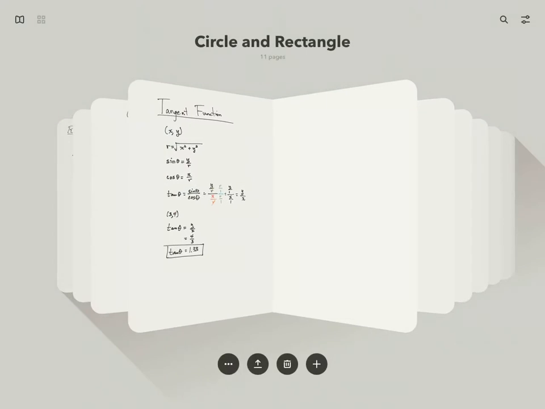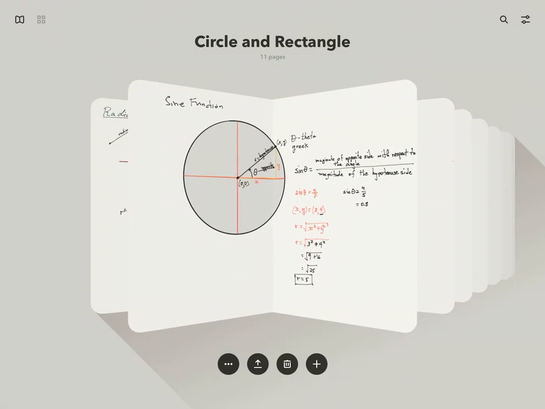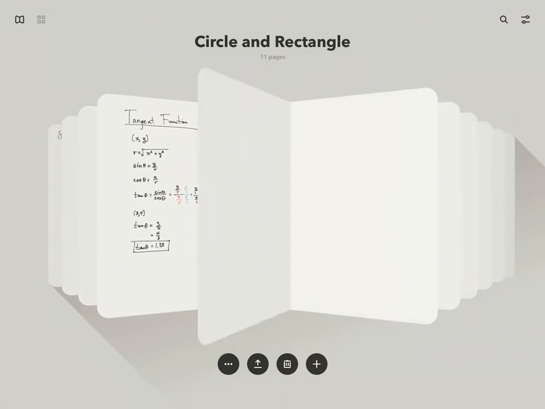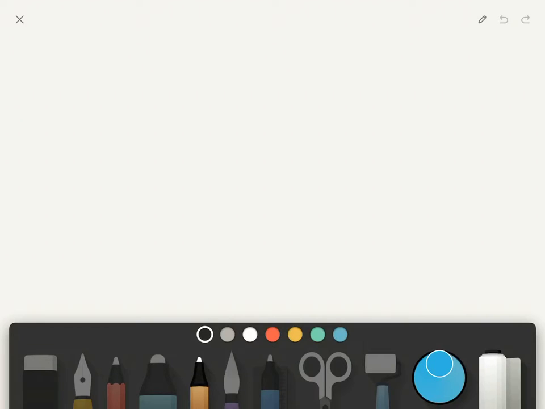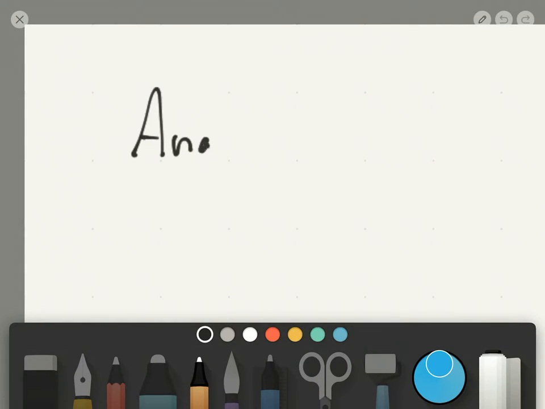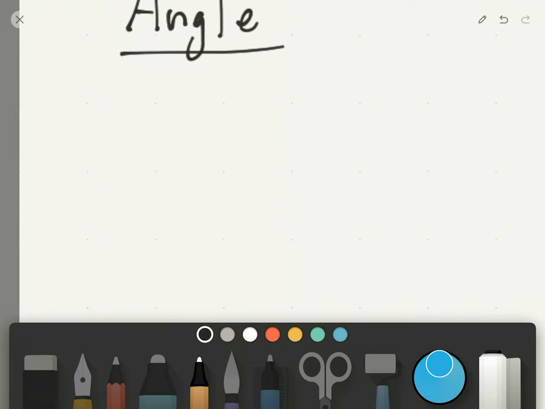So now that we have covered the radius, sine function, cosine function, tangent function, now I want to show you how to find the angle if you know an x and y. It is angle, not angel.